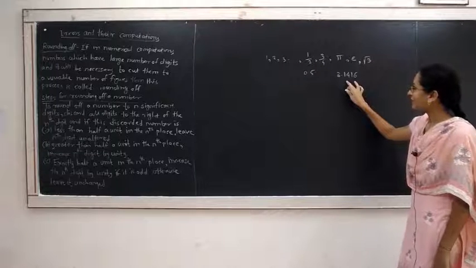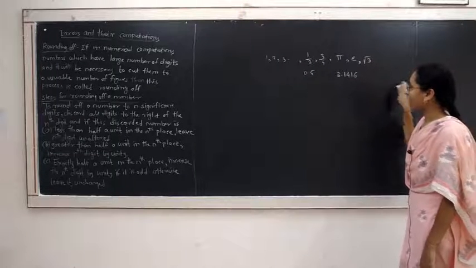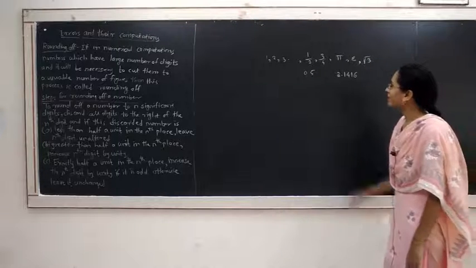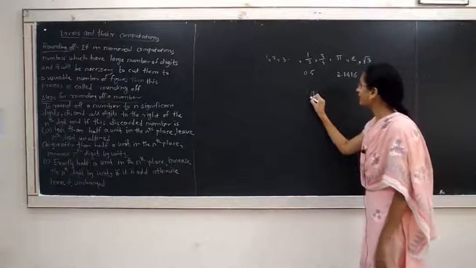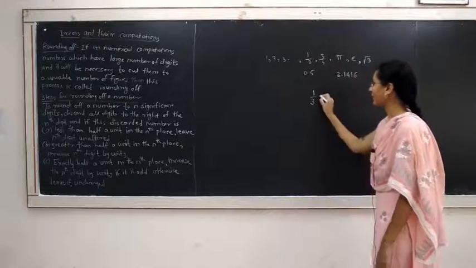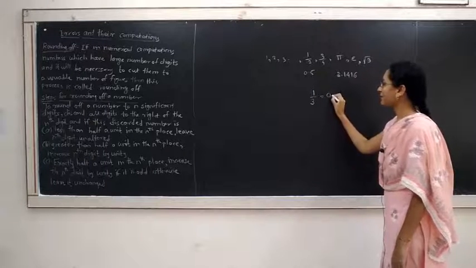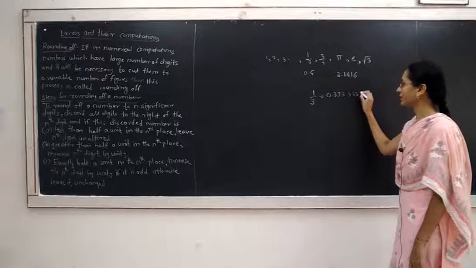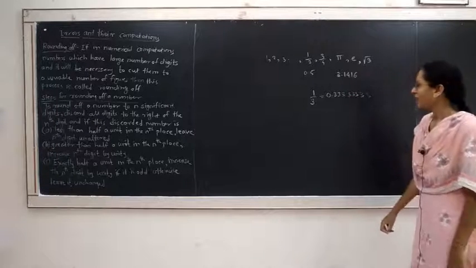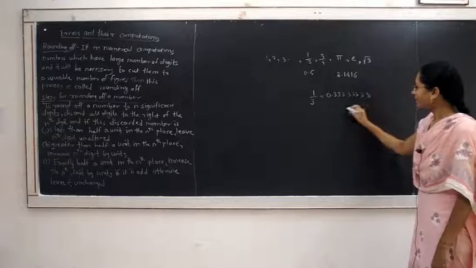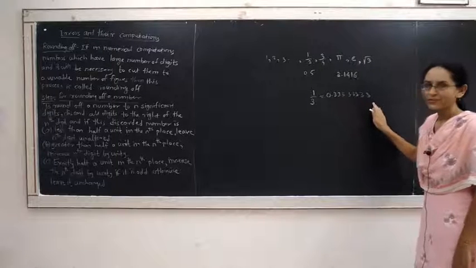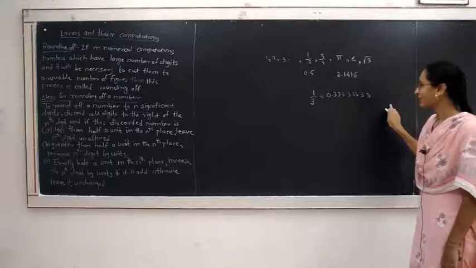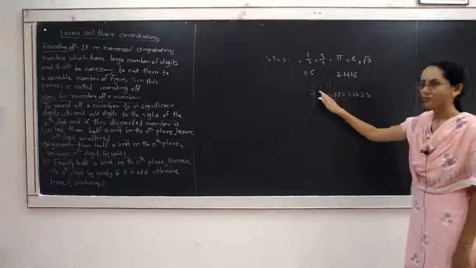Now the next question is, what if these values go on repeating? Suppose the quotient is 1 upon 3. This will be 0.3333333 and so on. There are infinite number of significant digits in this approximate value of 1 upon 3.